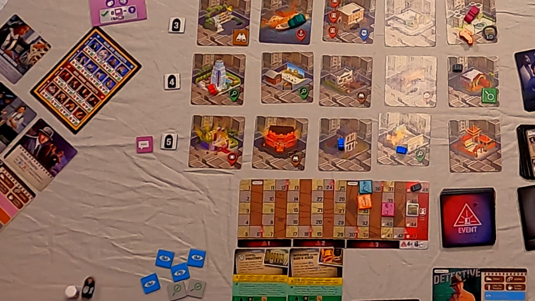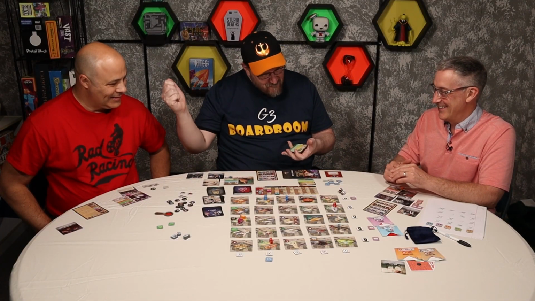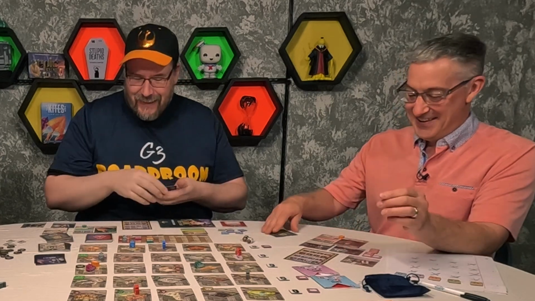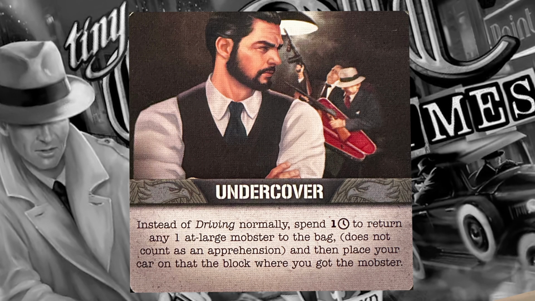All right, I'm just gonna take care of that one. Spend an hour and roll the dice. Okay. Double 6s. Take that, protesters. Yeesh. Showed up in riot gear. Yeah, no kidding. Lousy hippies. Ooh. Cut your hair. That's all you get. So driving normally, spend 1 hour to return any at-large mobster to the bag.